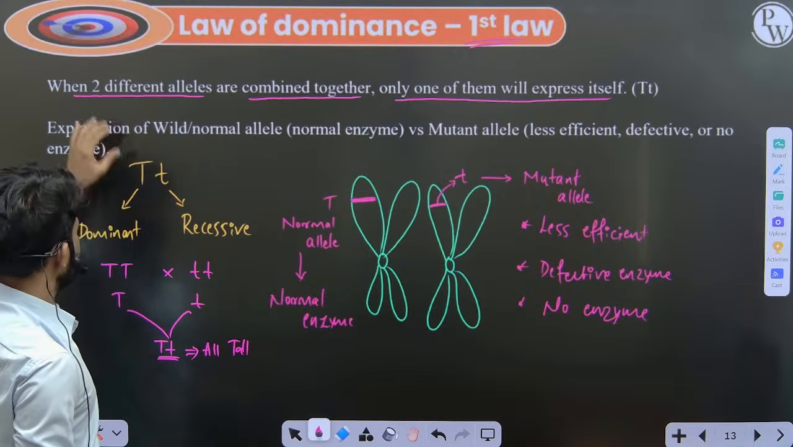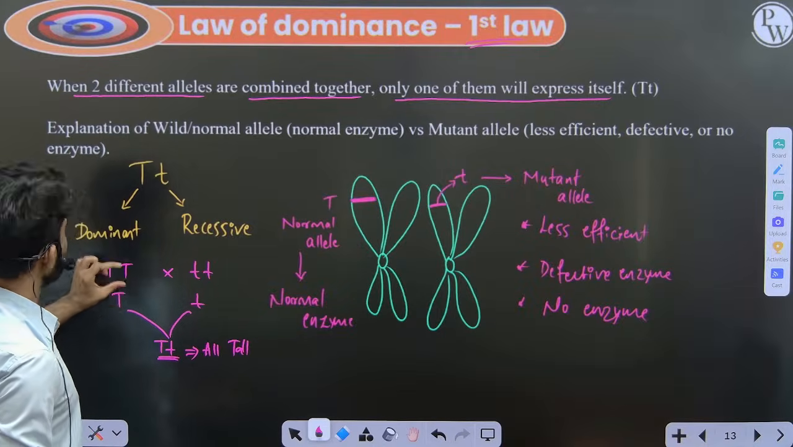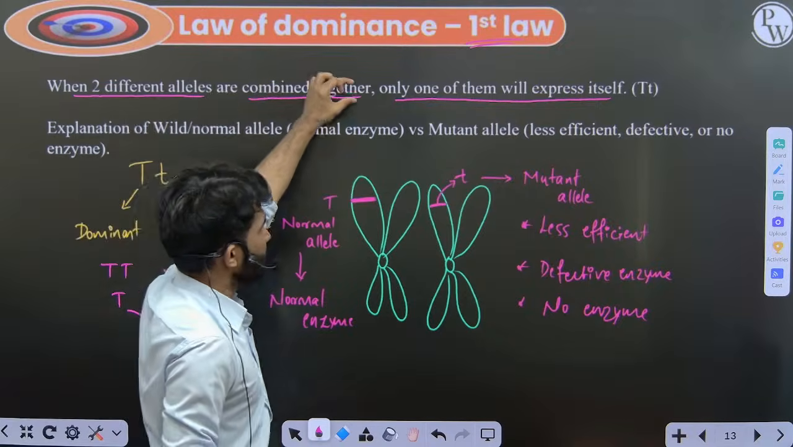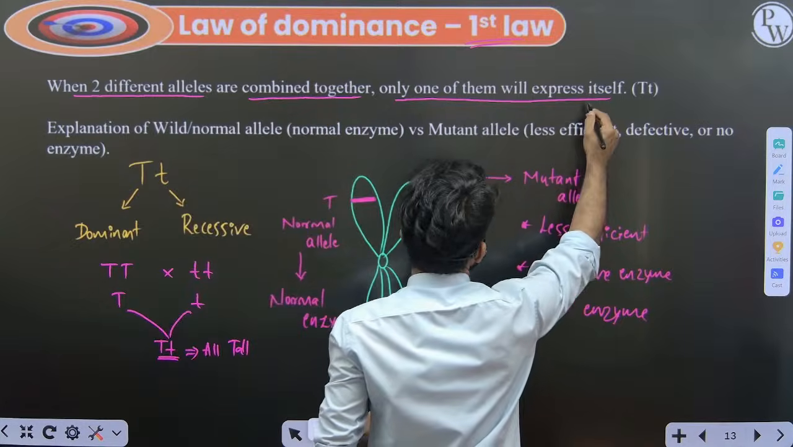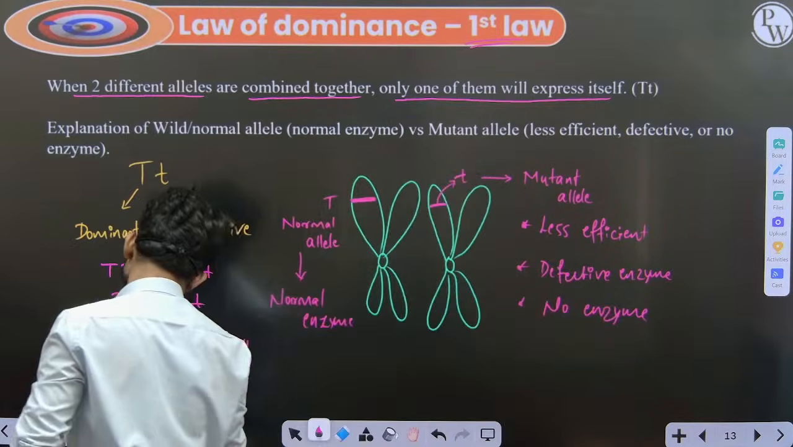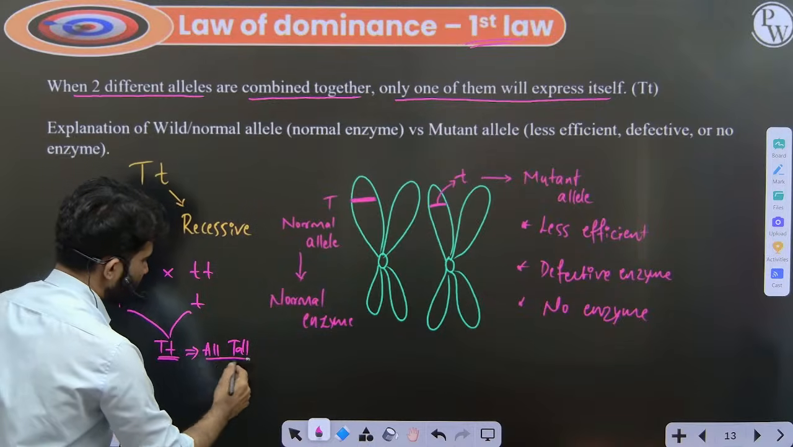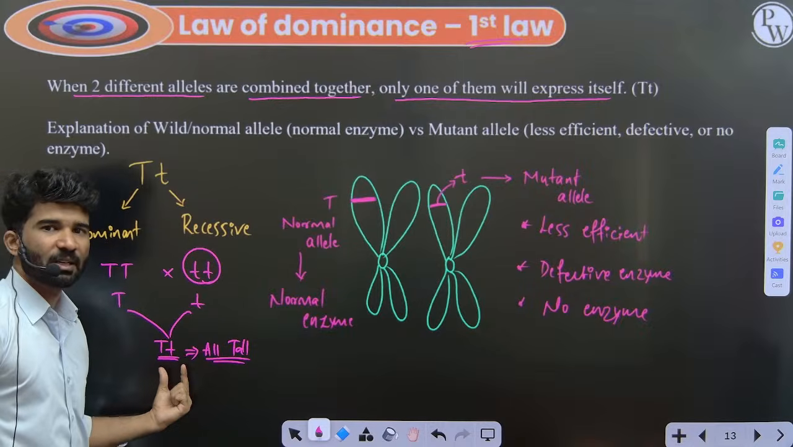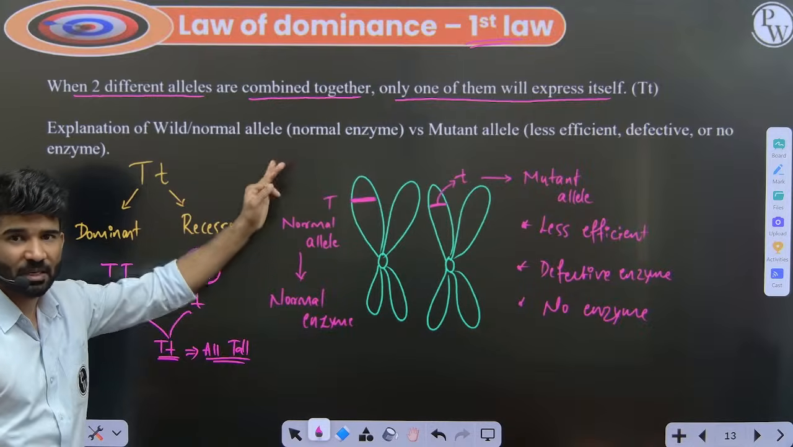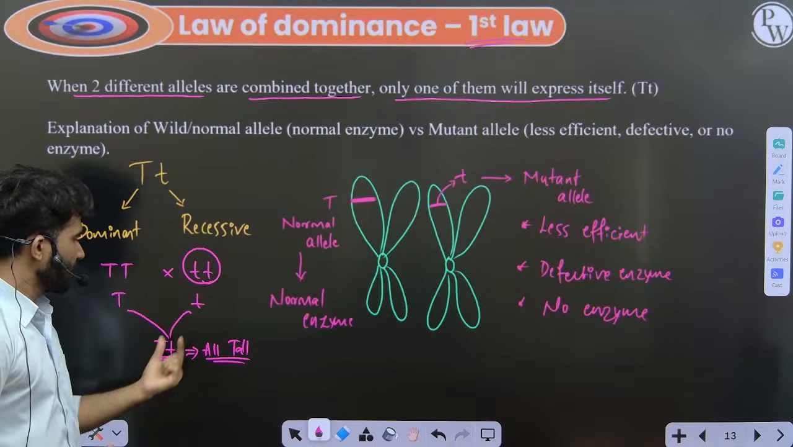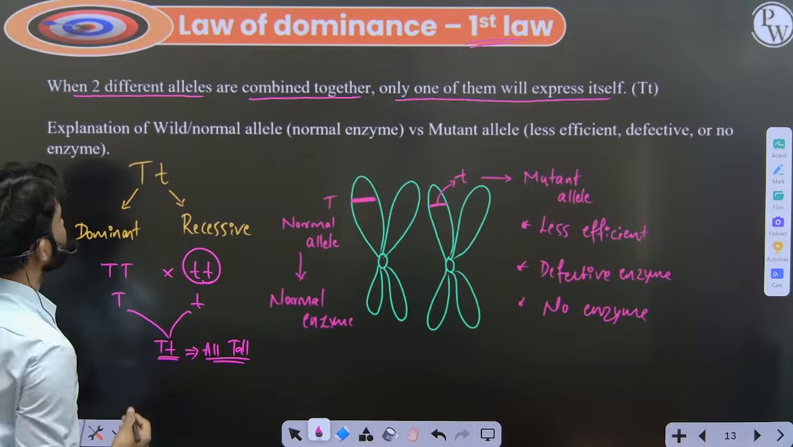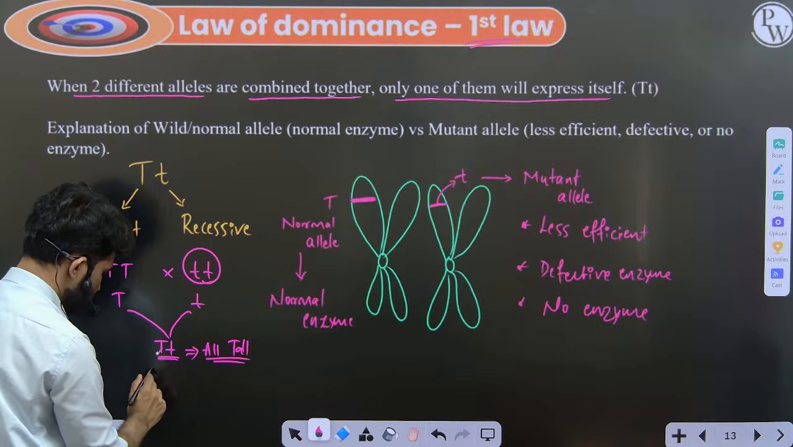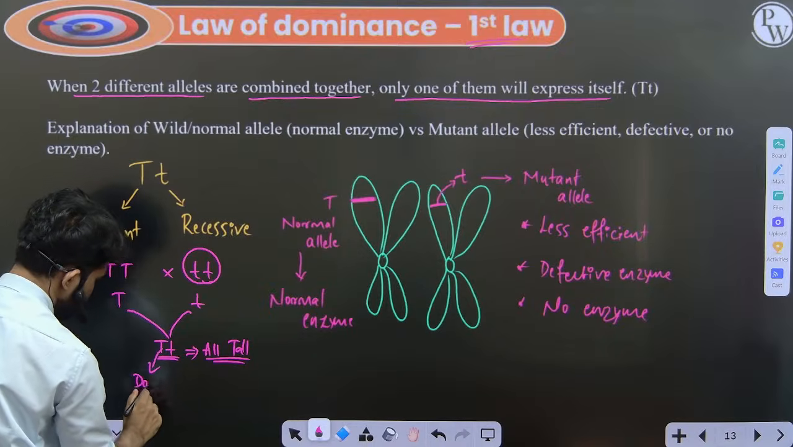So these two different alleles, that is capital T and small t, are combined together, and only one of them is expressed in the hybrid. It got all the tall traits. The dwarf will be disappeared, right? The dwarf has disappeared in the F1, but this dwarf has reappeared in the F2 generation, right? So according to the first law, dominance, only one of them will express. Which one is expressed? The dominant one.